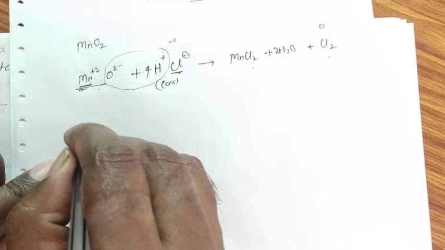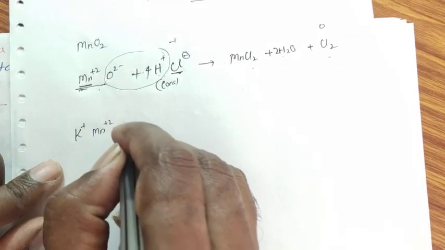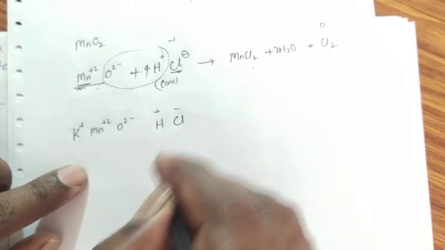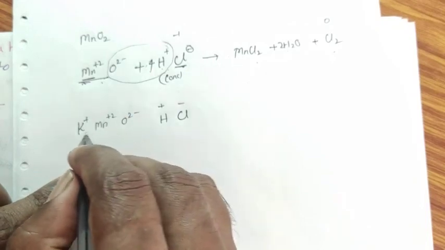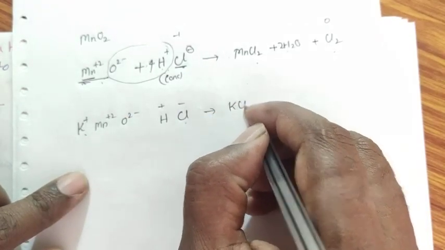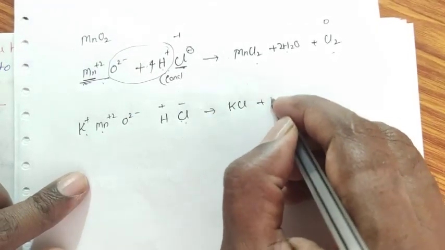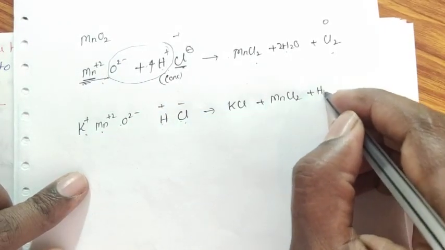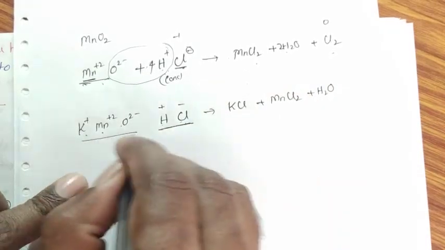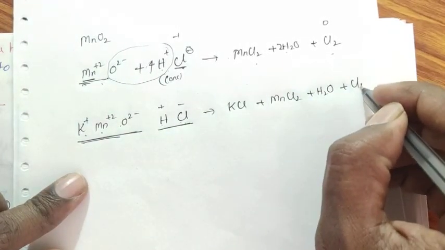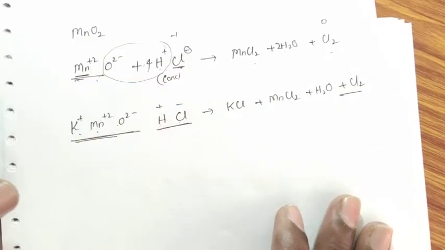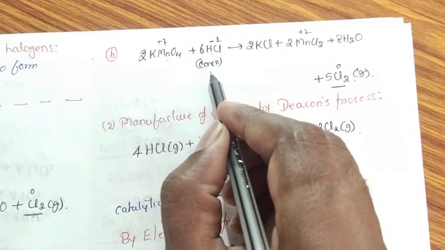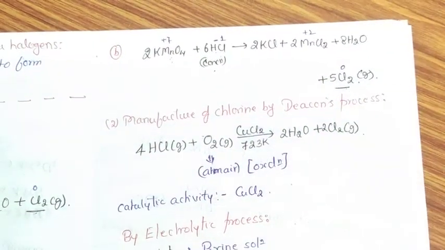Potassium permanganate, K+, Mn2+, O2-, treated with concentrated HCl, H+, Cl-. First, when potassium combines with chlorine, it forms potassium chloride. Manganese combines with chlorine, it forms manganese chloride. Hydrogen combines with oxygen to form water molecule, and HCl undergoes oxidation with the liberation of chlorine gas. This is a method of learning the equation. So when potassium permanganate is treated with concentrated hydrochloric acid, chlorine gas gets liberated.